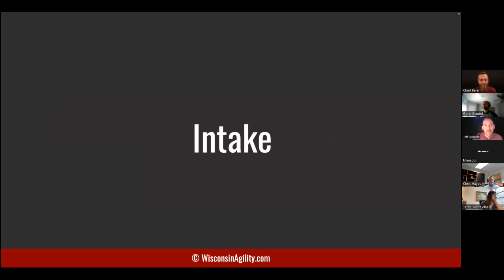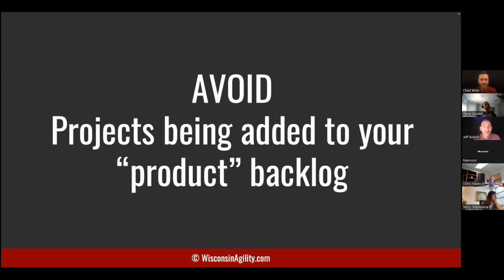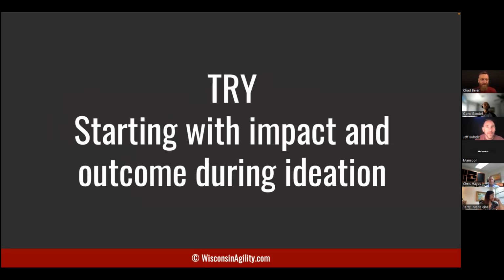How does that happen? All right, so the first thing, avoid projects being added to your product backlog. Try starting with impact and outcome during ideation. When projects get added in, you end up getting a lot of fluff, things that aren't really needed. A lot of stakeholders, a lot of people requesting, add things because they don't think they're ever going to be heard again. And so they're thinking about adding everything but the kitchen sink. There's a lot of things that aren't needed, and overproduction is waste, as well as many other sources of waste. So try to avoid that by starting with the impact and the outcome that you're trying to get to, and think about the options that you have to deliver those outcomes and impacts.